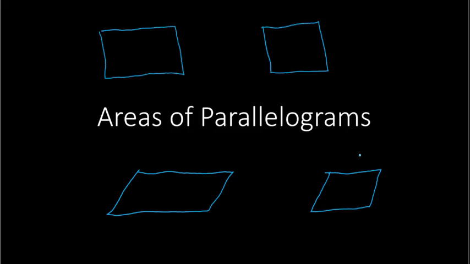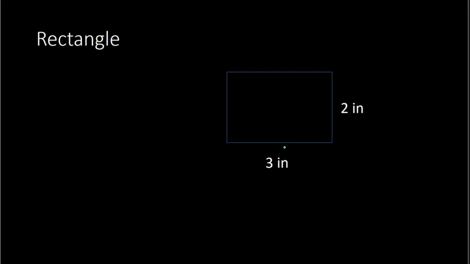So the first type is a rectangle. Here we have the bottom is 3 inches, and then the side is 2 inches. For any parallelogram, your formula to find the area is the base times the height. Now to illustrate that with a rectangle, the base is 3 inches. The height would be 2 inches. So we could just take 3 times 2 to get 6 as your area.